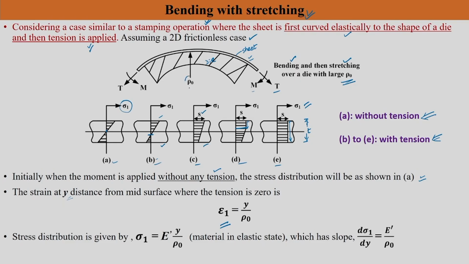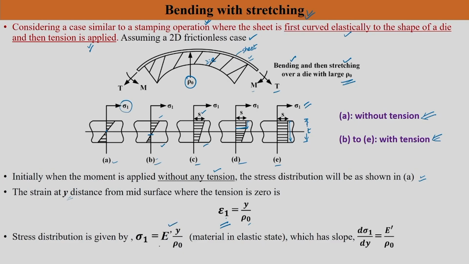Since the radius of curvature is rho naught, epsilon 1 is equal to y by rho naught. So, for this stress distribution, we can get sigma 1, which is nothing but E dash into epsilon 1. In this case, it is nothing but y by rho naught only. So, E dash into y by rho naught.